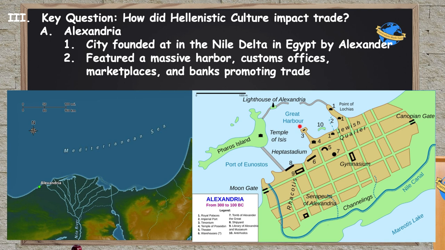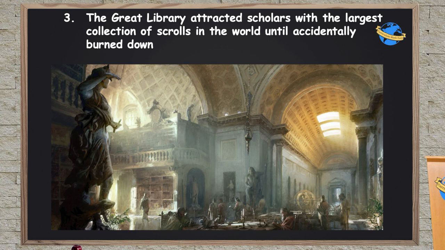It featured a massive harbor for ships to come in and out of, customs offices to tax anything that came through it, marketplaces for the selling of all the different goods coming in from across the empire, and banks for promoting trade. And just as importantly was the great library of Alexandria that attracted scholars because it had the largest collection of scrolls in the world until it was accidentally burned down.